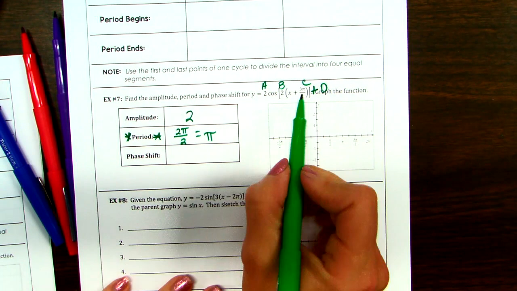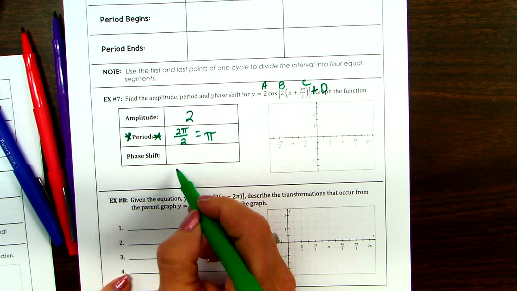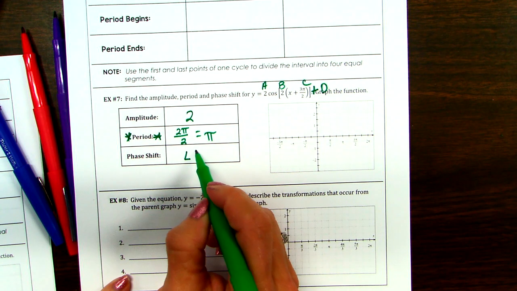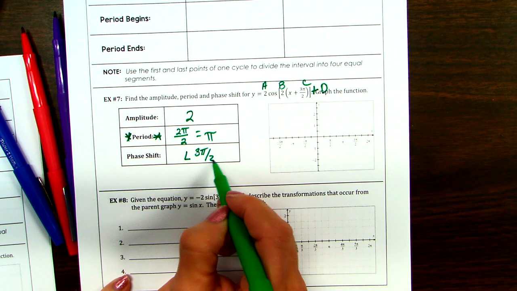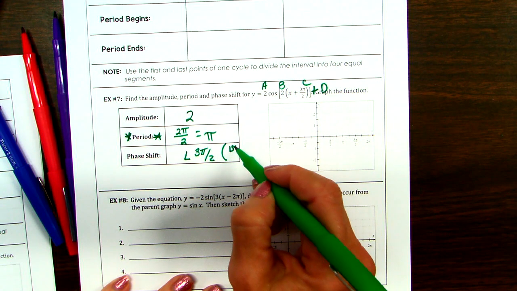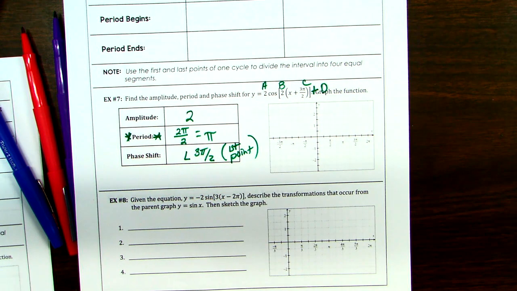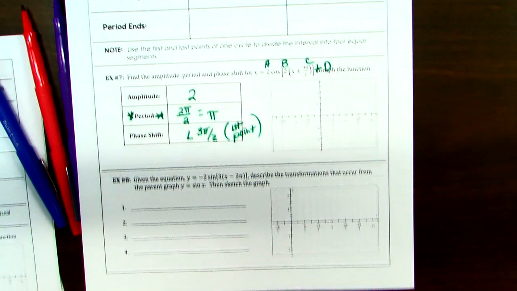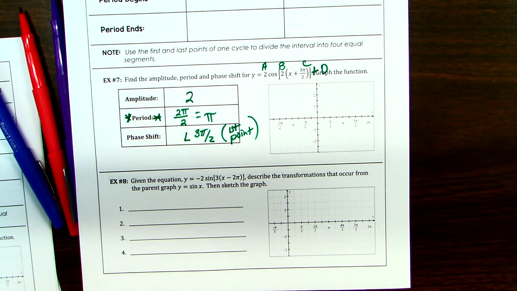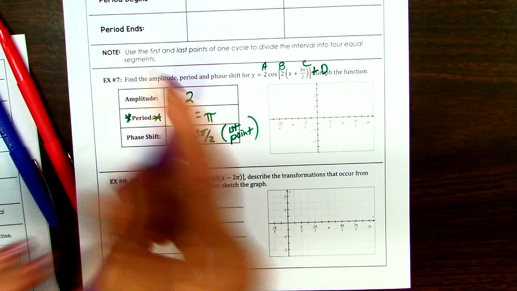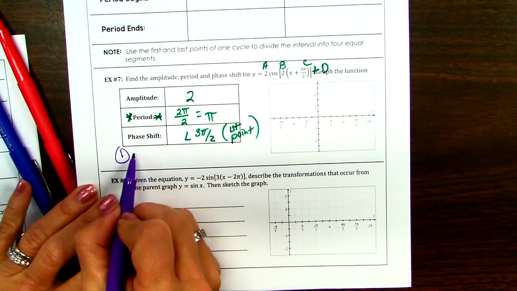And then our phase shift, what direction are we going to go with this phase shift, guys? Left. Yep, left 3 pi over 2. Remember, that means that's our first point. That's the first point of our graph. Okay? So we are going to graph it.